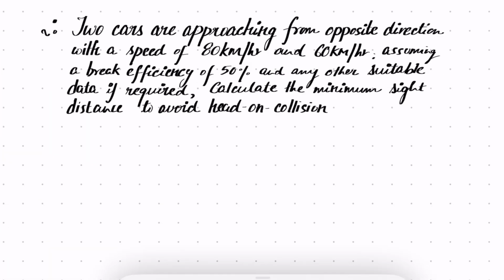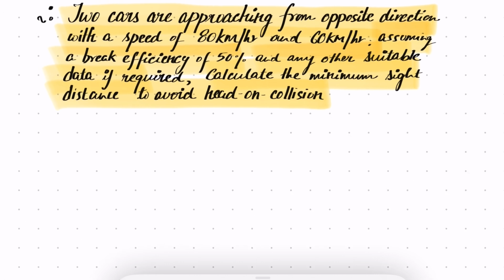The next question that we have is that there are two cars approaching from opposite directions with a speed of 80 km per hour and 60 km per hour, and assuming a braking efficiency of 50%, and if required we have to assume any other data, we have to calculate the minimum sight distance to avoid a head-on collision for both the cars. I will just explain the question once.